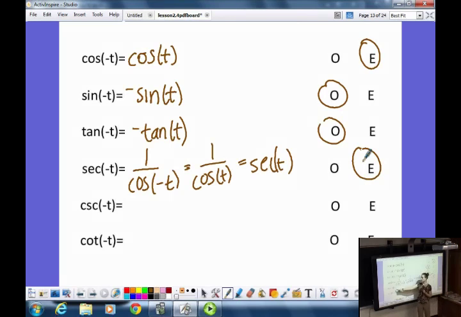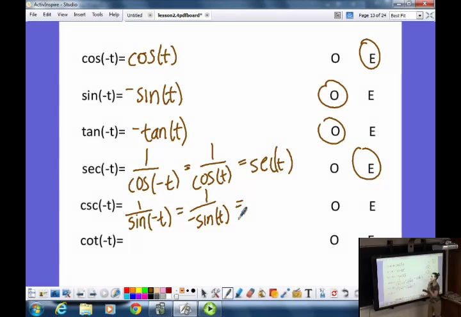So what's the reciprocal identity for cosecant of the opposite of t? 1 over sine of the opposite of t. Of what? Negative t. Yep, the opposite of t. So what does the sine of the opposite of t equal? Negative sine, the opposite of sine of t.